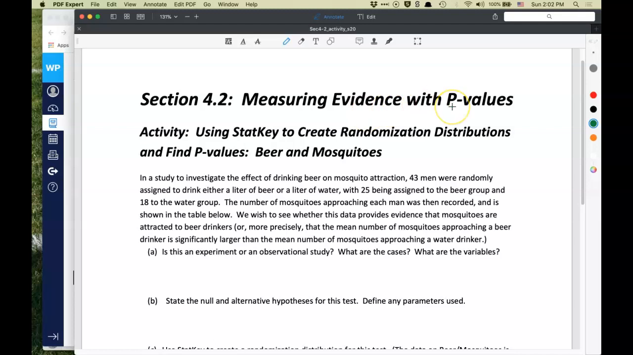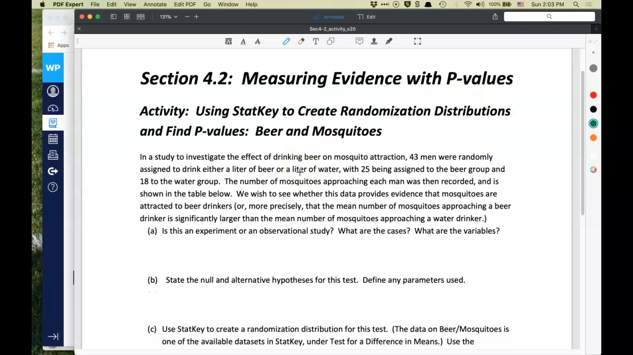We want to measure evidence with p-values, so I'm trusting that you've watched the screencast already and have the basic idea of what's involved here. So we want to use StatKey to create randomization distributions and find p-values.